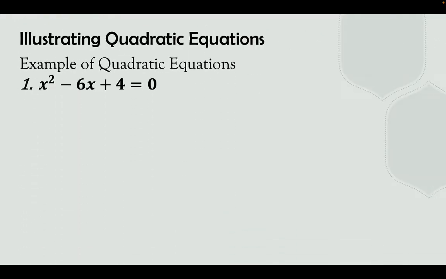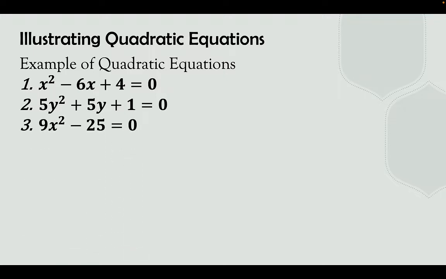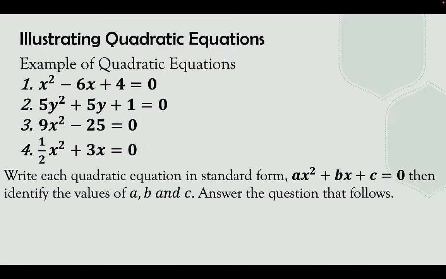Examples of quadratic equations: x squared minus 6x plus 4 equals 0, 5y squared plus 5y plus 1 equals 0, 9x squared minus 25 equals 0, and 1 half x squared plus 3x equals 0. Remember, when you say a quadratic equation, the highest exponent must be 2, or the highest degree is 2. We need to write each quadratic equation in standard form, then identify the values of a, b, and c and answer the questions that follow.